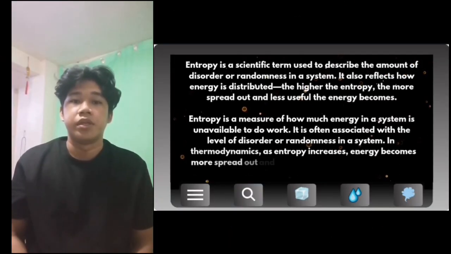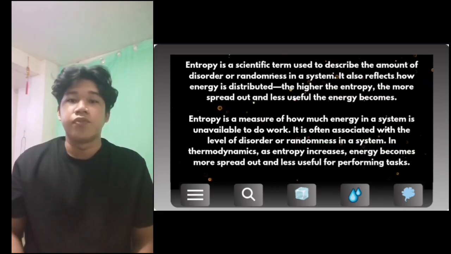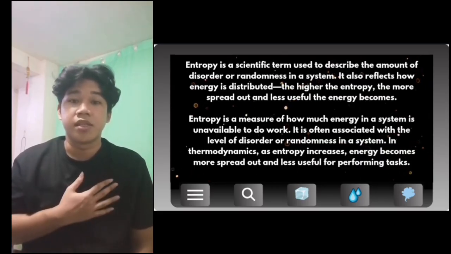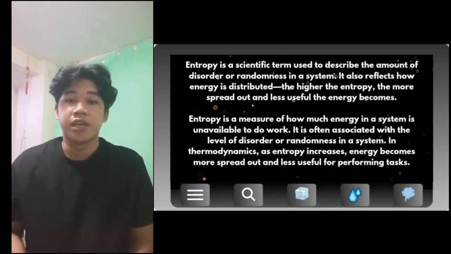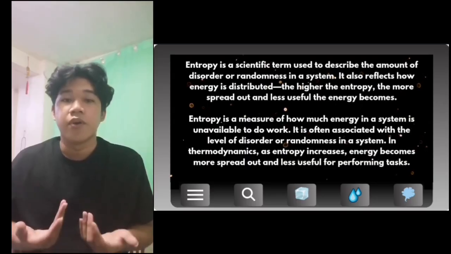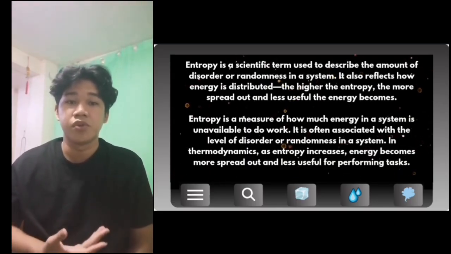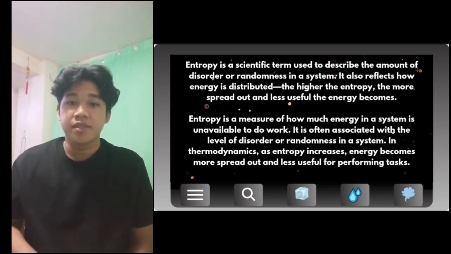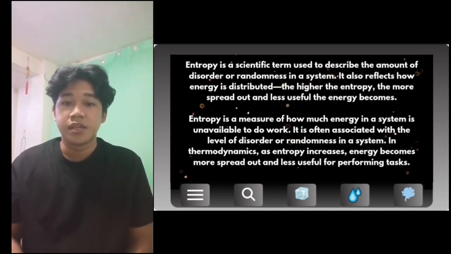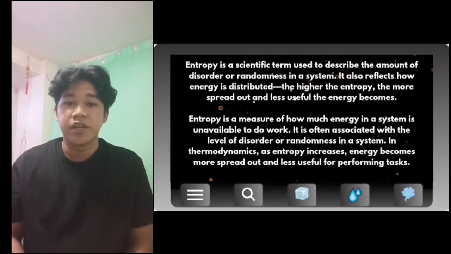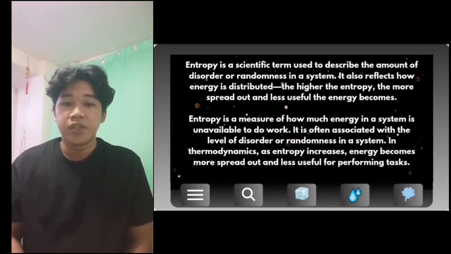What is entropy? Entropy is a measure of disorder or randomness in a system in thermodynamics. It reflects how energy is spread out or becomes less available to do useful work. As systems evolve naturally, they tend to move towards states of higher entropy, meaning greater disorder.